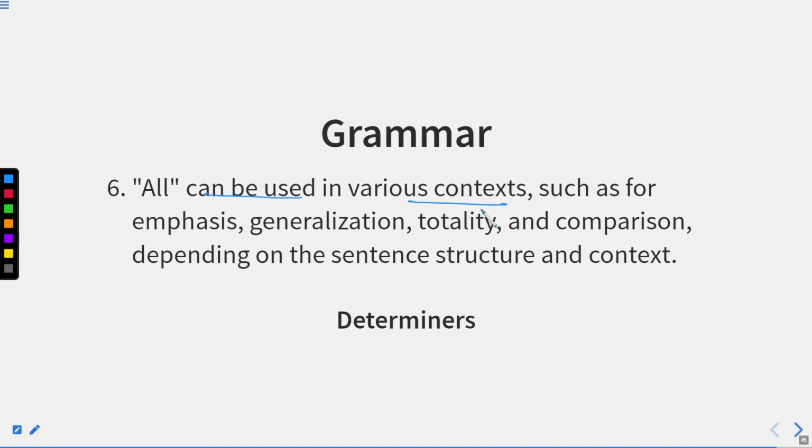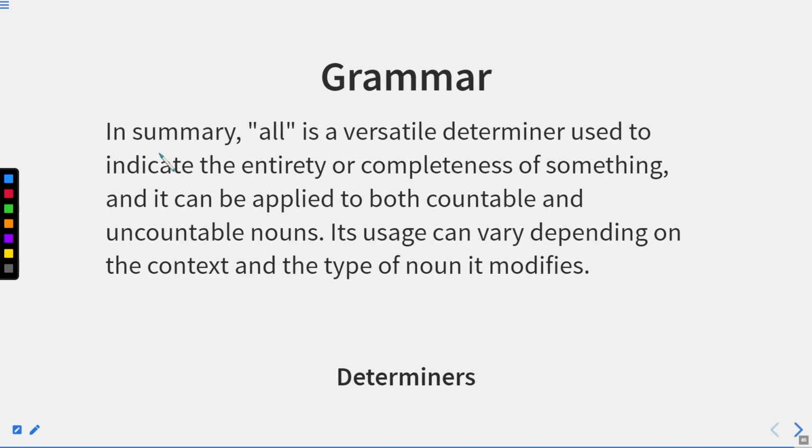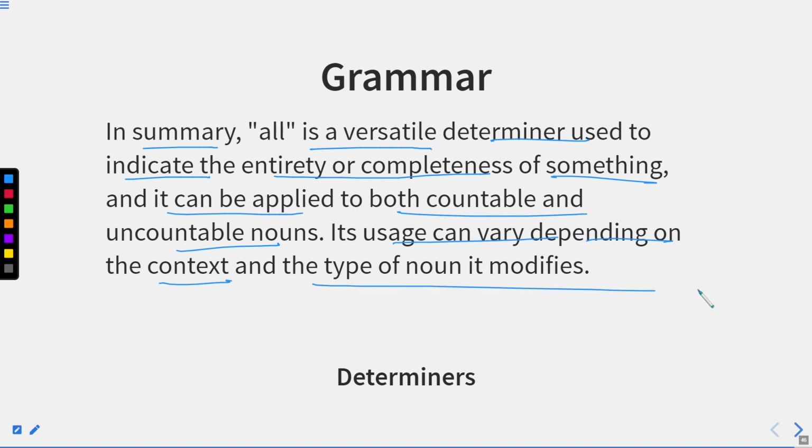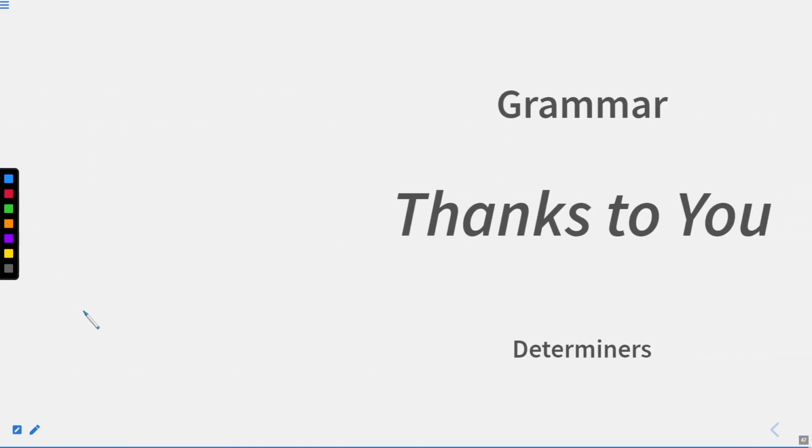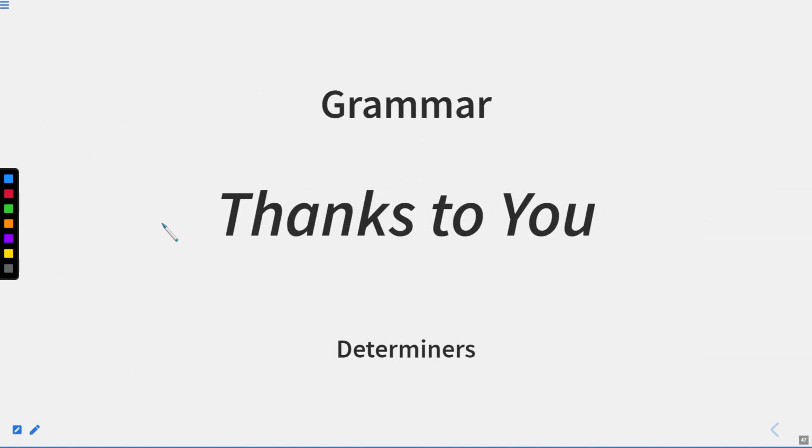All can be used in various contexts, such as for emphasis, generalization, totality, and comparison, depending on the sentence structure and context. In summary, all is a versatile determiner used to indicate the entirety or completeness of something, and it can be applied to both countable and uncountable nouns, and its usage can vary depending on the context and the type of the noun it modifies. That is all we have discussed in this session. Now, I hope this much is clear to you. You have understood all the points very clearly. Thank you.